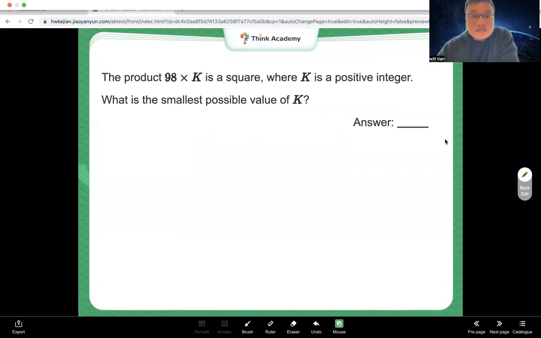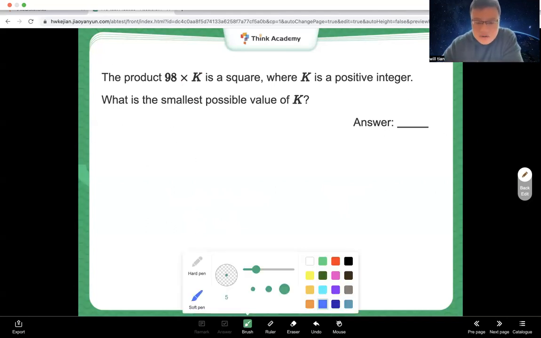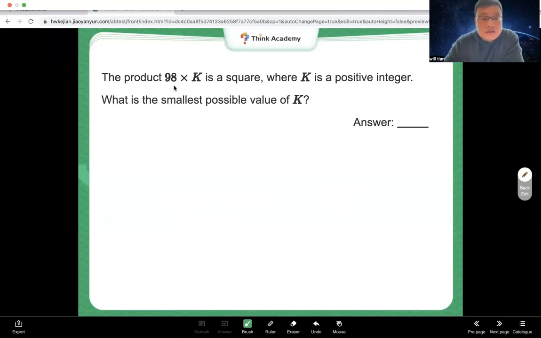All right, guys, next question. So these questions, I think we only have in mastery. So in acceleration, you don't have this question, but if you are interested, you can also take a look at the question as well. As for this question, it tells you that the product of these two numbers is a square. K is a positive integer.